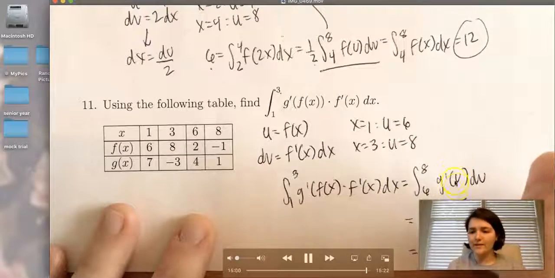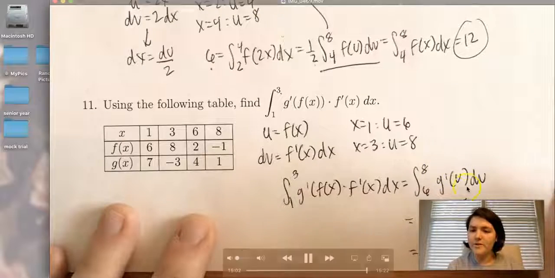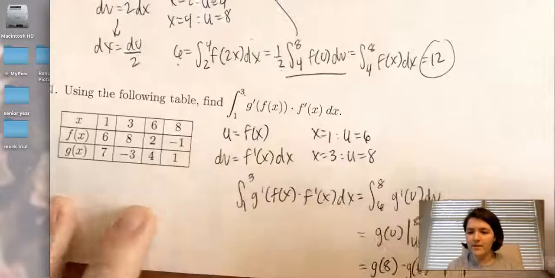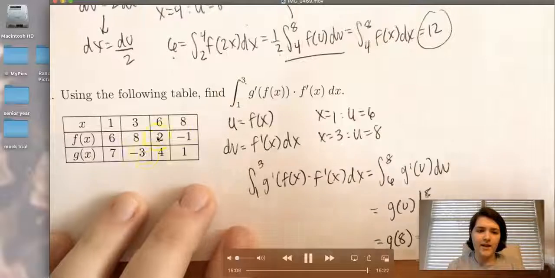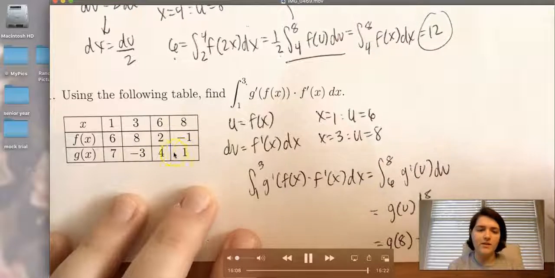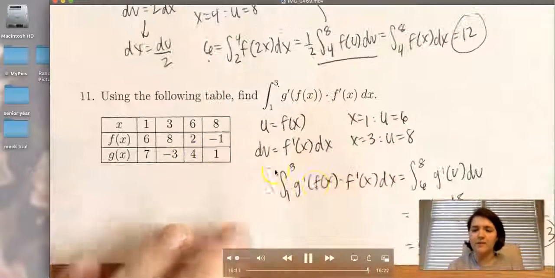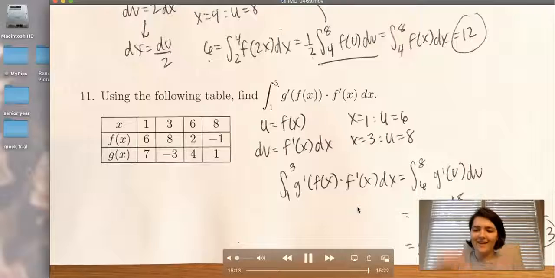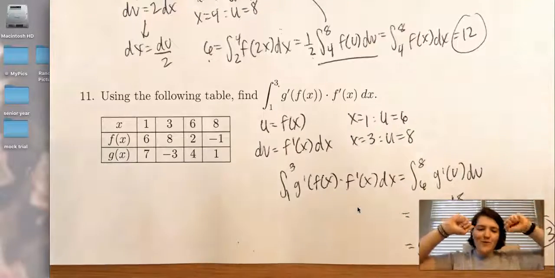So the antiderivative of g prime of u is g of u. We're using the numbers, plugging them in. g of 8 is 1, g of 6 is 4, 1 minus 4, negative 3. There you go. And then we're done. We did the whole worksheet.